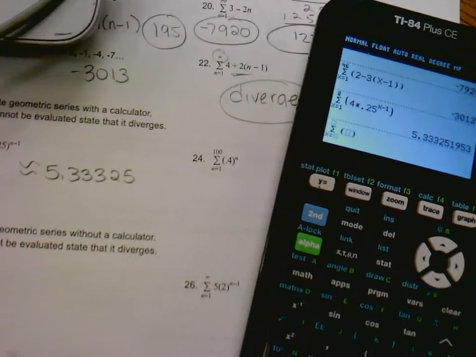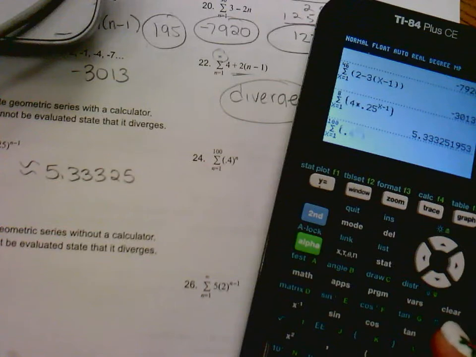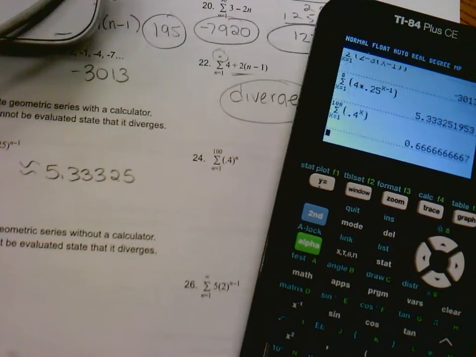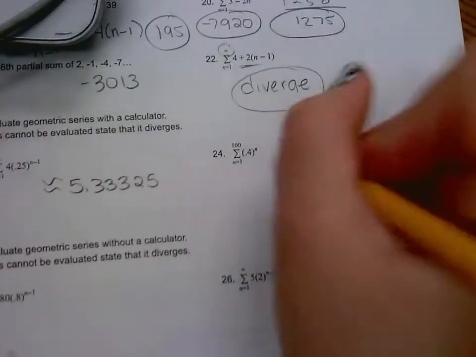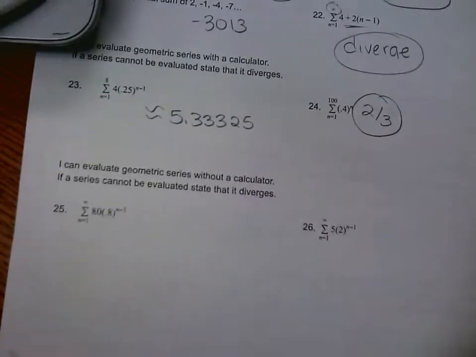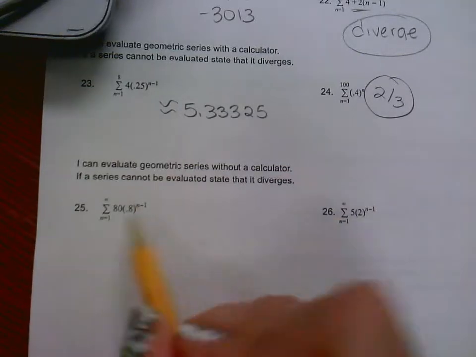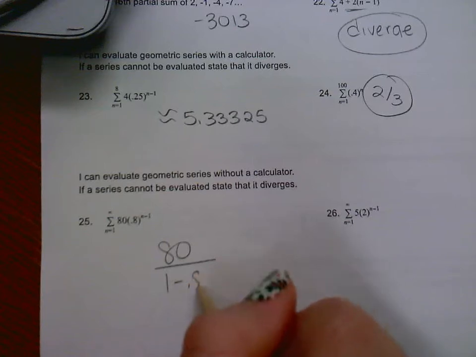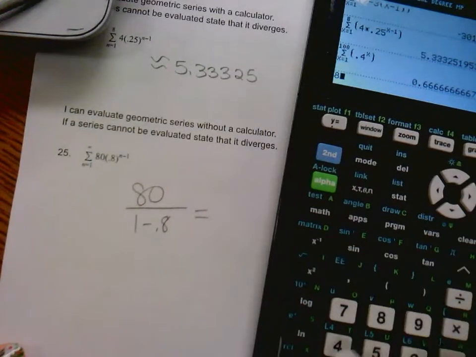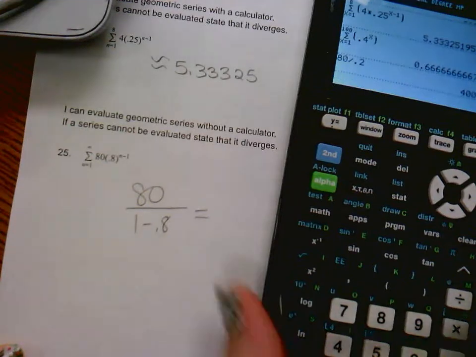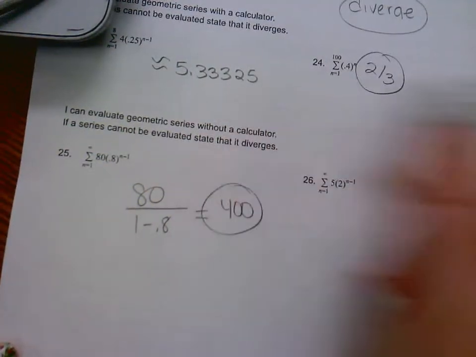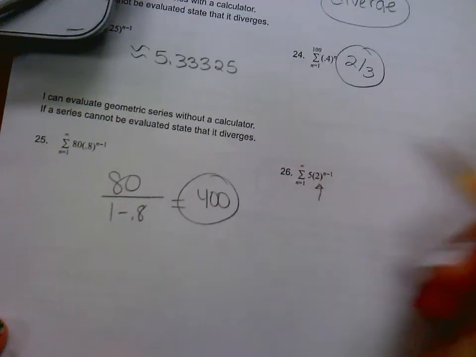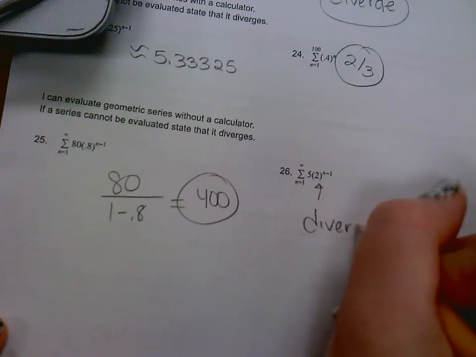So n goes from 1 to 100 of 0.4 raised to the n. Looks like 2/3. It's going to actually converge by the time it gets to the 100th term. Infinite sum, use the formula. First term over 1 minus the ratio. So 80 divided by 0.2, 400. And the next one has a ratio that's bigger than 1, so I cannot do it because it diverges.